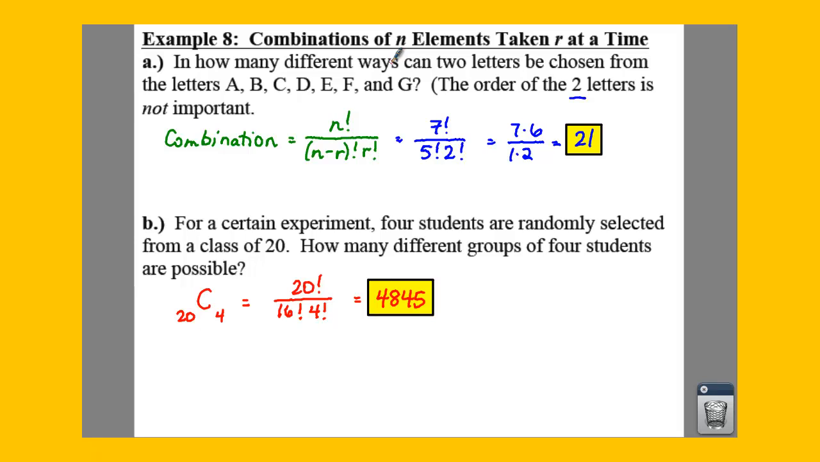So that's going to wrap up 8-5 counting probabilities, permutations, combinations.